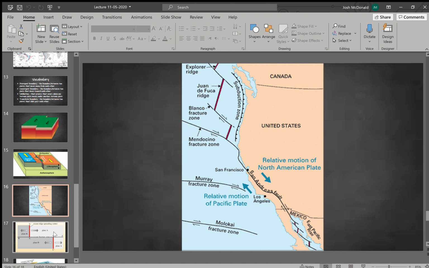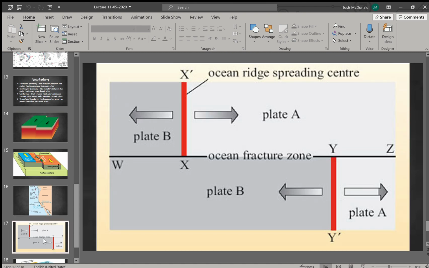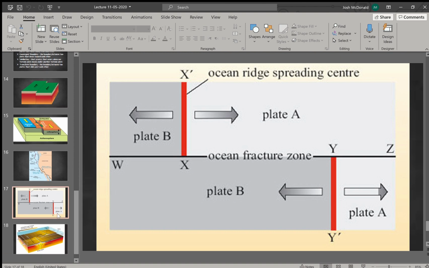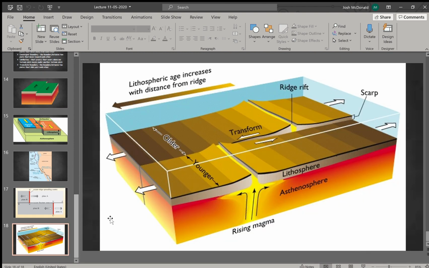But another place that you see them is actually alongside of the ocean floor spreading, or the divergent boundaries. They do not always occur in a straight line. So what will happen is you have these fractures between divergent boundaries on the ocean floor, and these will create transform boundaries. And so here is another example of that as well.